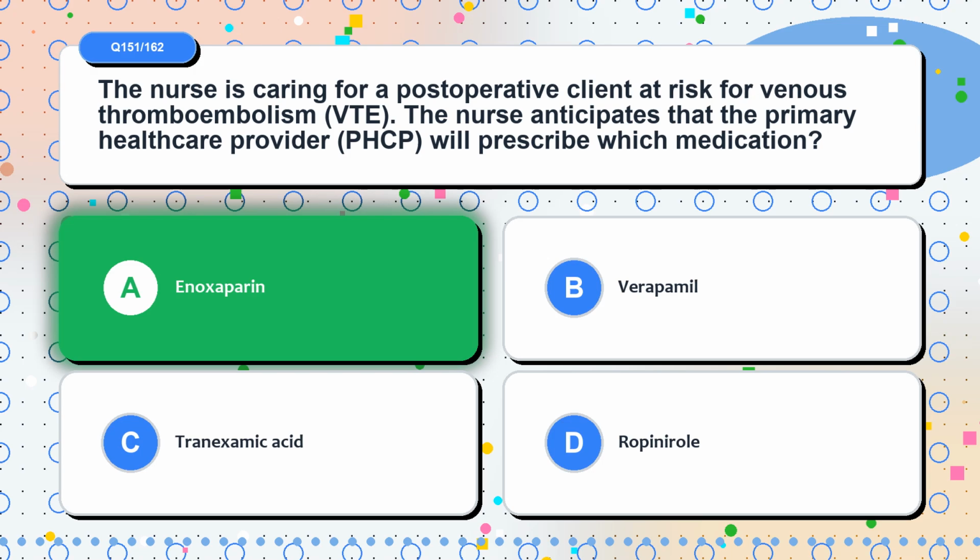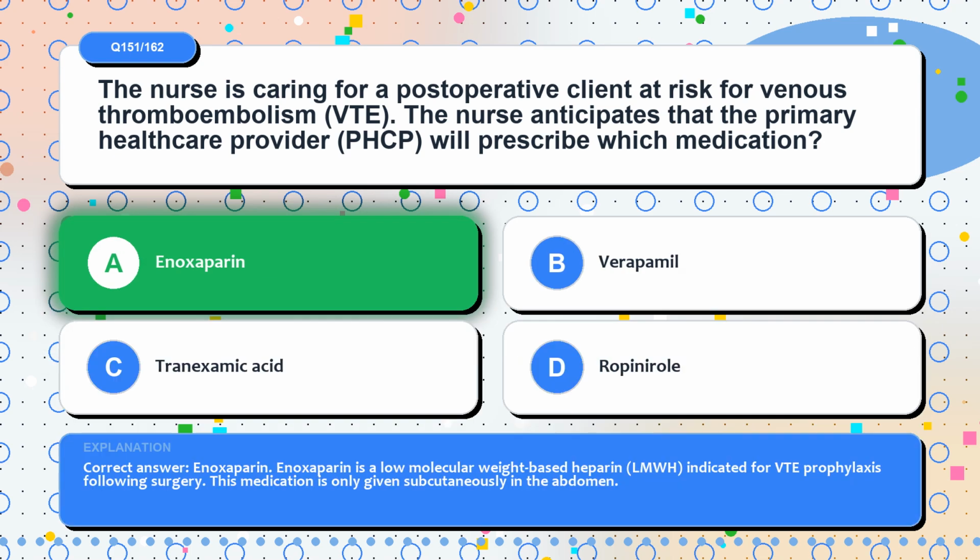The correct answer is option A, enoxaparin. Enoxaparin is a low molecular weight heparin (LMWH) indicated for VTE prophylaxis following surgery. This medication is only given subcutaneously in the abdomen.